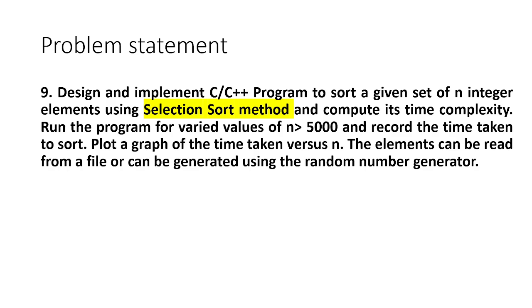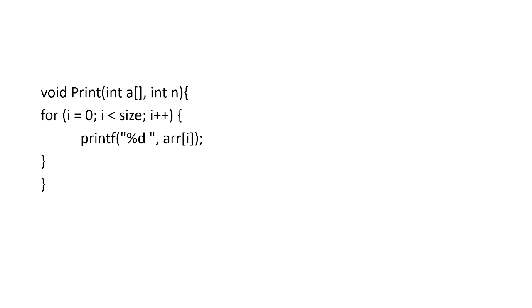Give values more than 5000 to get at least a viewable time, otherwise it will be very small, and record the time taken to sort. Plot the graph of the time taken versus n. You vary the value of n, so you take 100, 1000, 5000, and note down the time. The elements can be read from a file or generated using a random number generator, but here we use the random number generator concept.